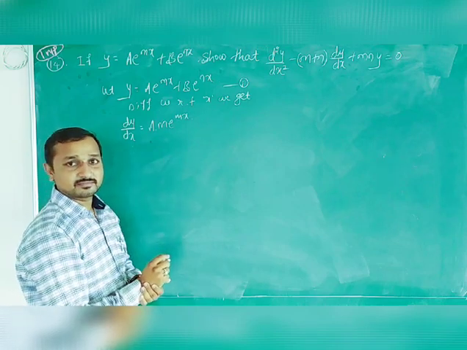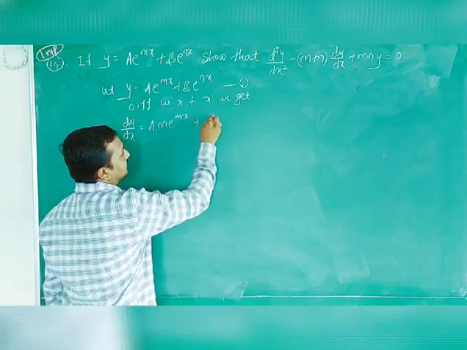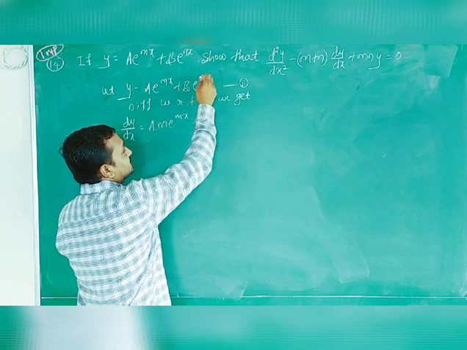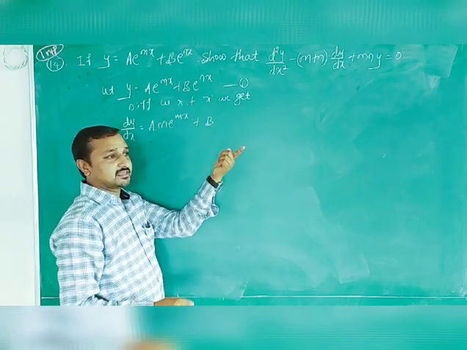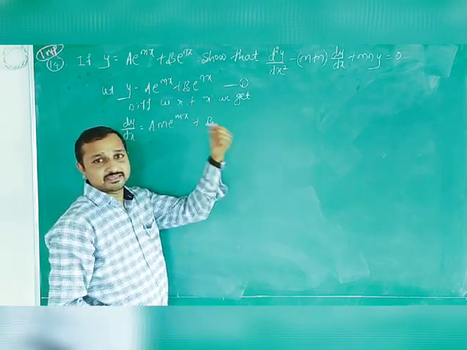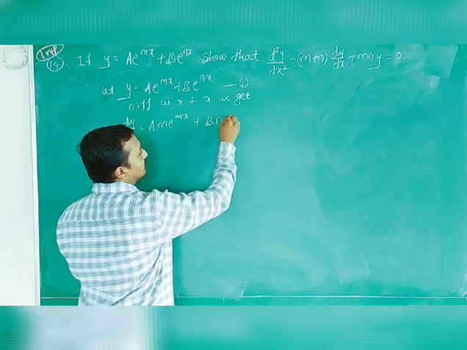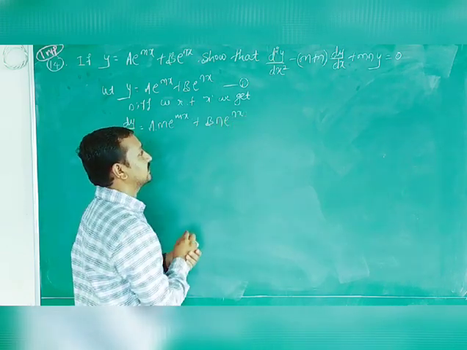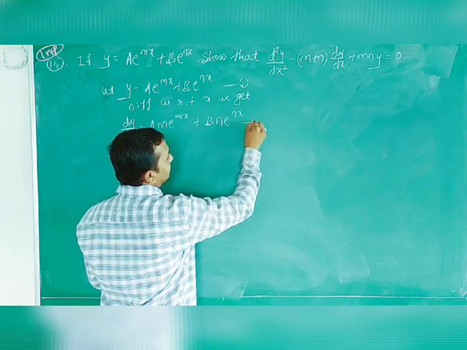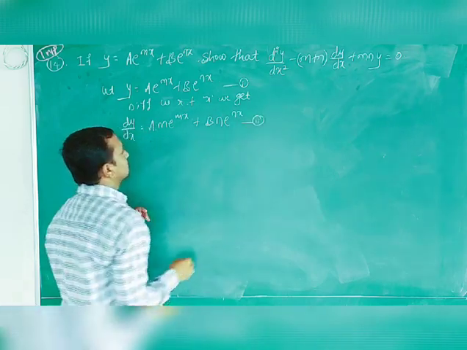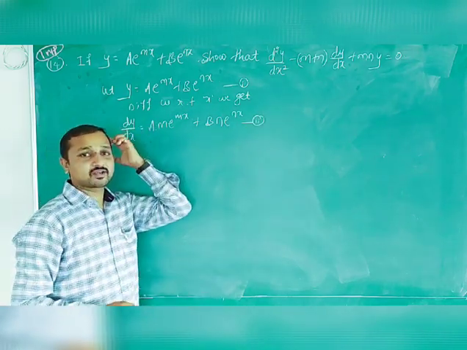Is that clear? Plus, like that, take b as a common term. The derivative of e raised to nx is n times e raised to nx. So this is the first order derivative, say equation number 2. Here am and bn are the constant terms.